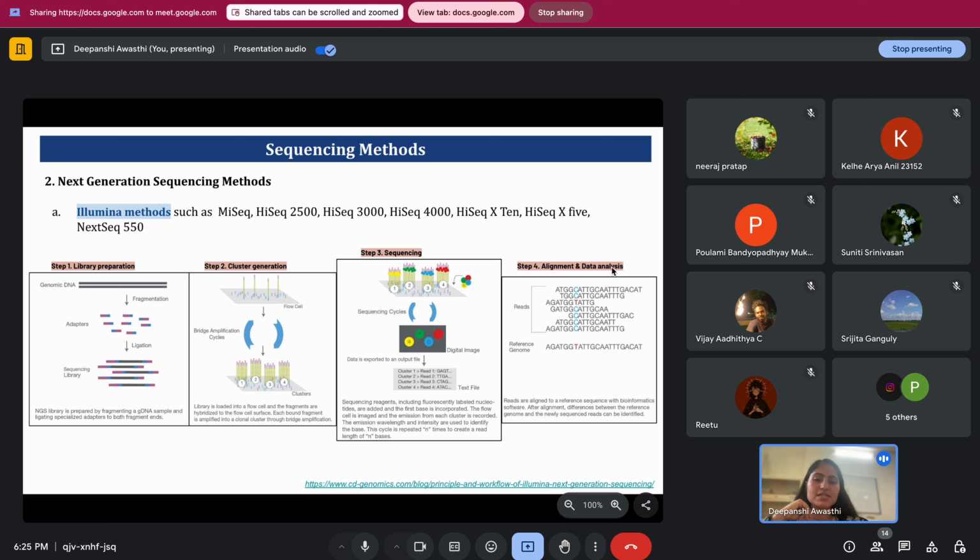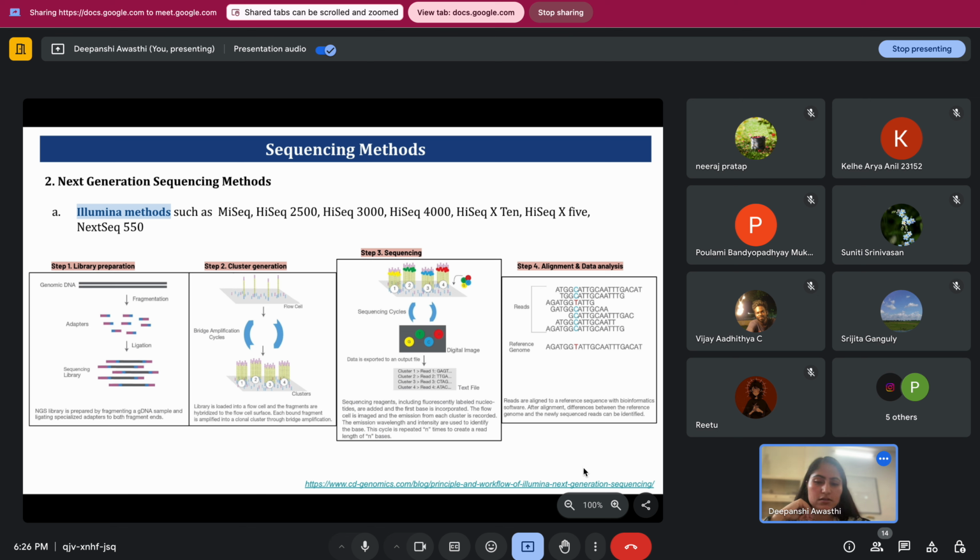Now the fourth step is the alignment and data analysis. As we have seen, multiple fragments were present, so we will obtain multiple reads and those reads could be overlapping. We will align them to the reference genome and we will be able to sequence the DNA which we have provided. In that way the sequencing is done in the Illumina method.